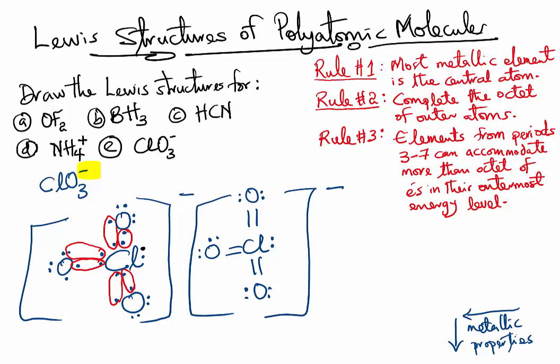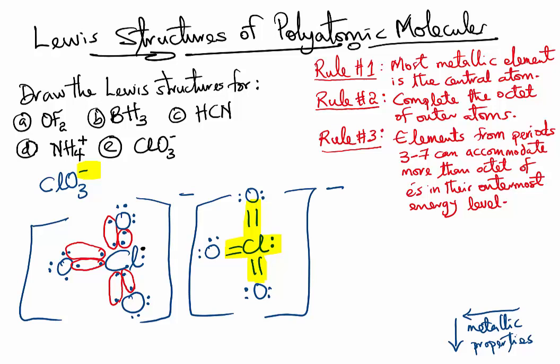The last thing to check is the central atom. Does it have an octet? No, it does not. Let us count. If you look at the chlorine atom, it has 6 bonds connected to it. 6 bonds means 12 electrons. Then it has a lone pair, which means 14 electrons. Is that allowed for chlorine? Yes. That takes us to rule number 3.